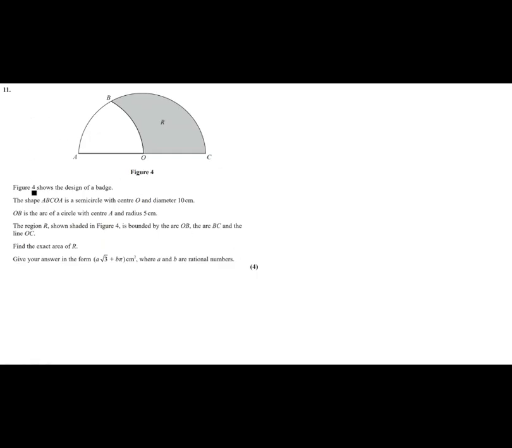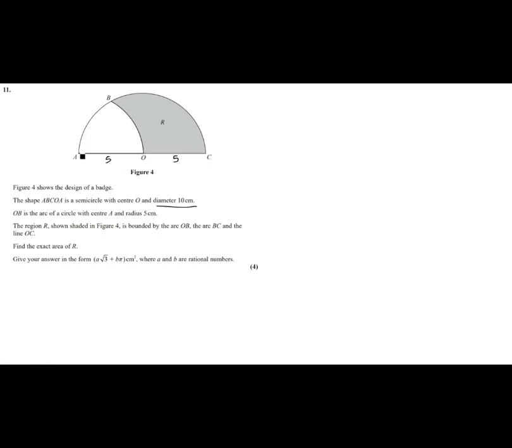Question 11. Figure 4 shows the design of a badge. The shape ABCOA is a semicircle with center O and diameter 10 centimeters. So the diameter is 10 centimeters, which means the radius is 5 centimeters. So this is 5, this is 5. OB is the arc of a circle with center A and radius 5 centimeters.